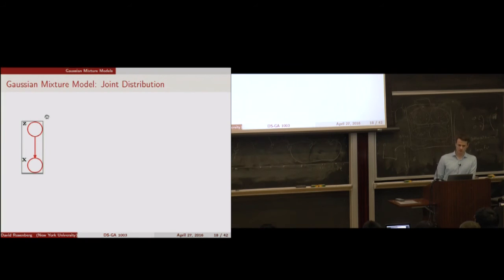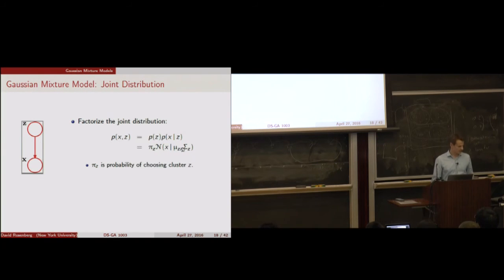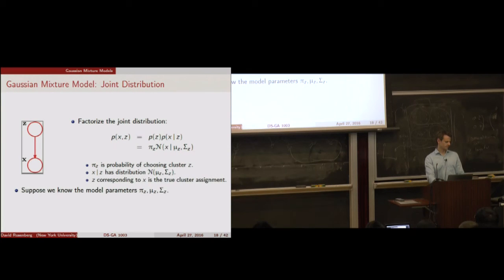Let's write down the joint distribution of x and z just to make sure we know what we're doing. So x and z, we can factorize like this always. This is no independence. And now we write down pi z, that's the probability of being in label z, and this is the conditional distribution of x given that we're in cluster z. Okay. Great. So z is basically the cluster assignment that we want to figure out.